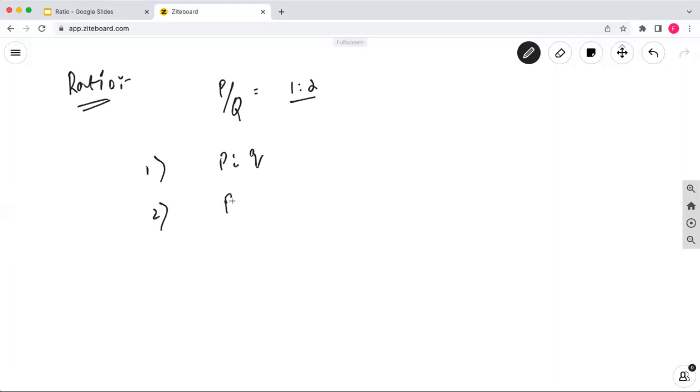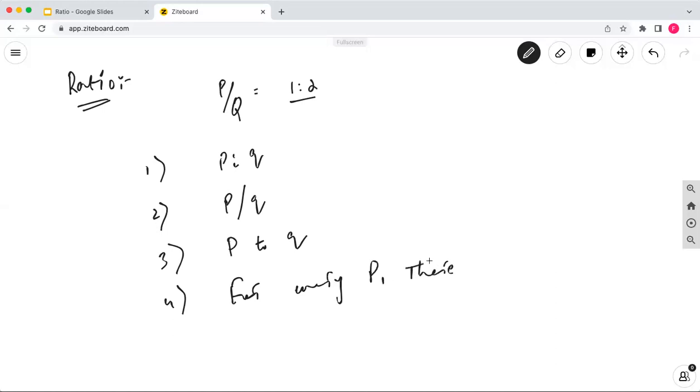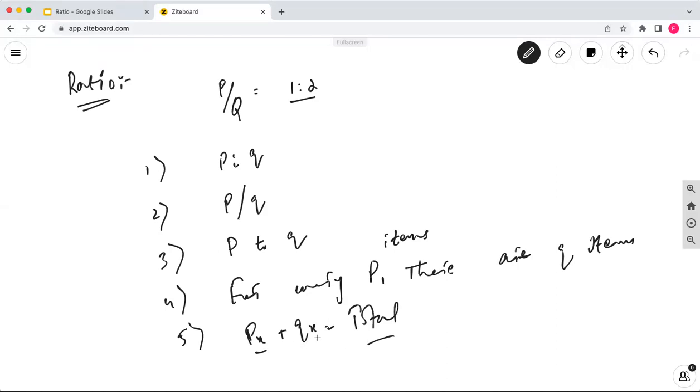I can also write this in this form. I can also write this as P to Q. I can also write the same thing as, for every P items, there are Q items. And one is based on the factor. I can write this as Px and Qx, where x is some multiple. Px plus Qx is equal to the total. If I know the total or any one of these, I can find the other values.